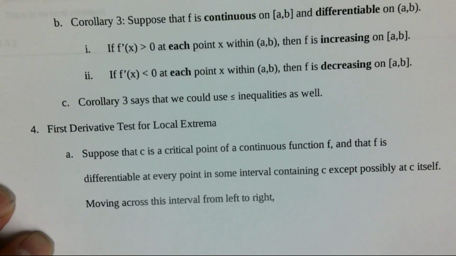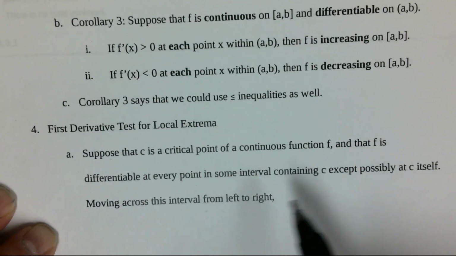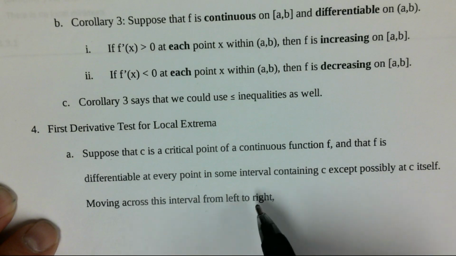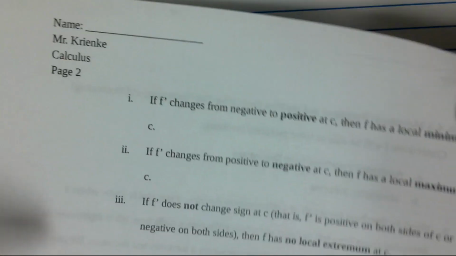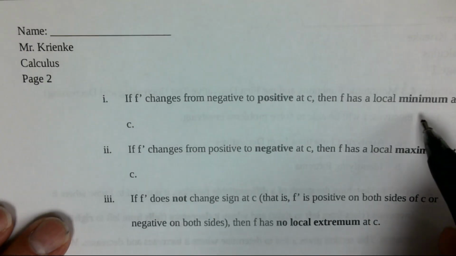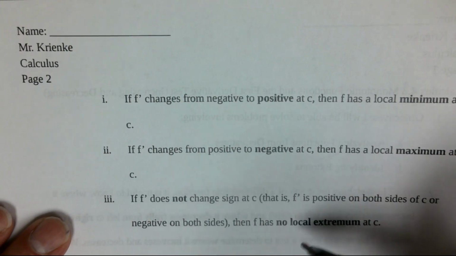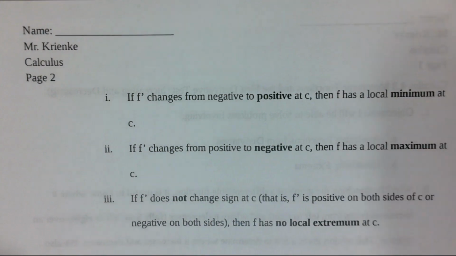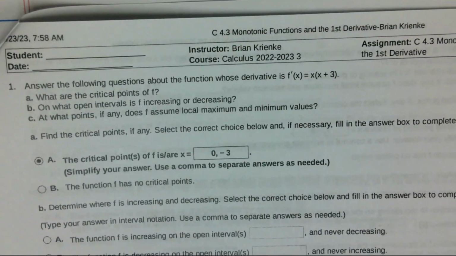So for your first derivative test, suppose that c is a critical point and f is differentiable at every point except maybe c itself. Moving across from left to right, if f prime changes from negative to positive, it's a minimum, and from positive to negative, it's a maximum. And if the sign does not change, there's no local extremum. So this is similar to your other notes, just restating it basically. And now on to the problems.